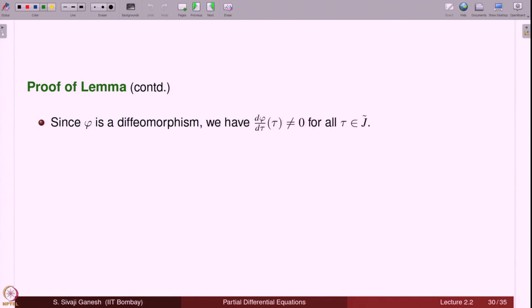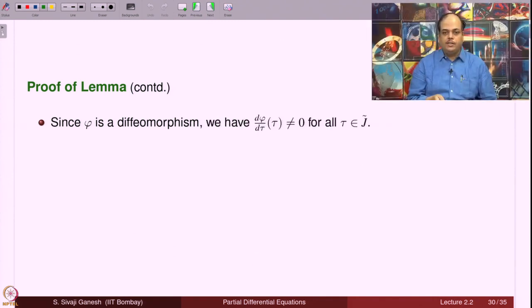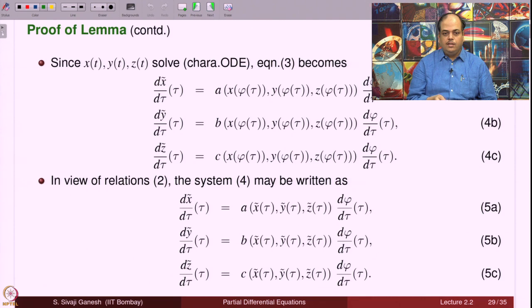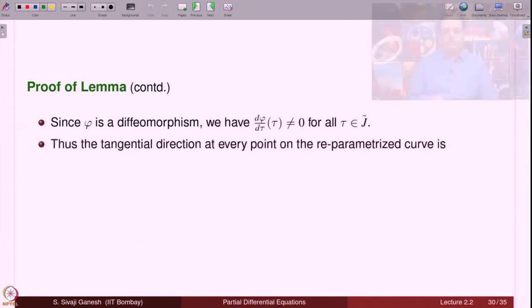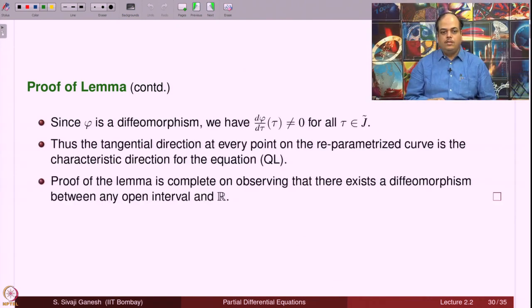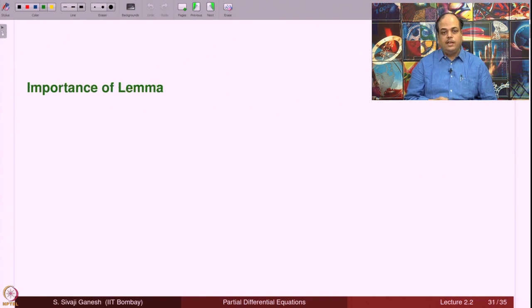Since phi is a diffeomorphism, we have d phi by d tau is non-zero at every point. So, that means this quantity which is multiplying a, b, c is a non-zero quantity. Therefore, the direction of this right hand side is the same as the direction of a, b, c, because it is non-zero. If it were 0, we could not say this. So, the proof of the lemma is complete on observing that there is a diffeomorphism between any open interval and R. Therefore, we can reparameterize a characteristic curve by R.